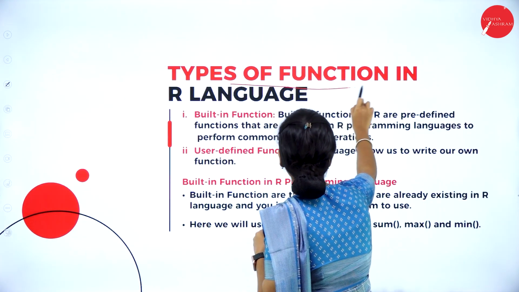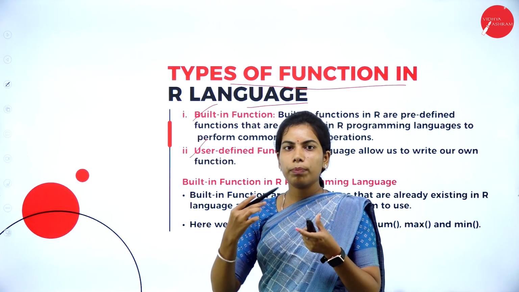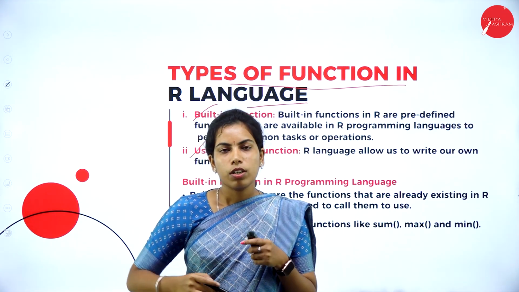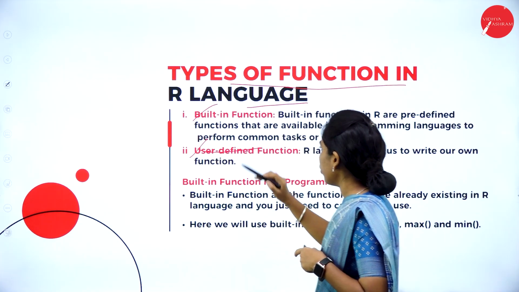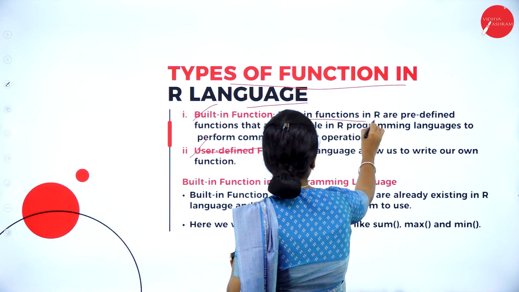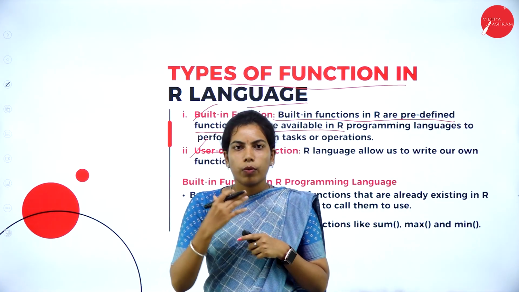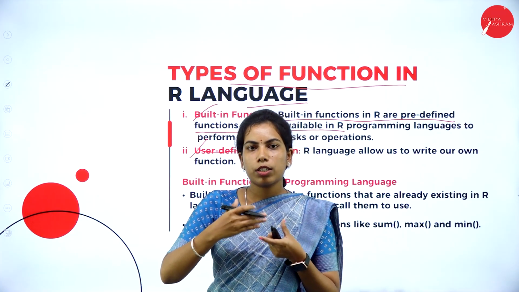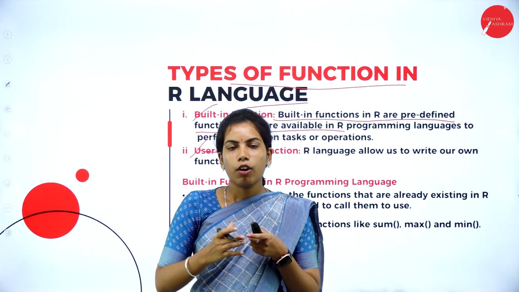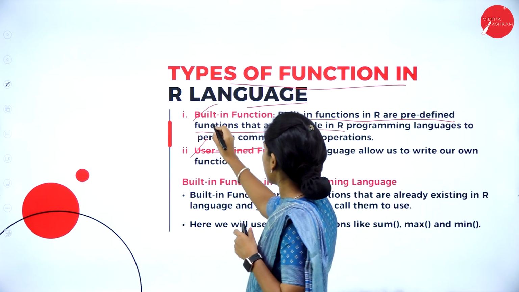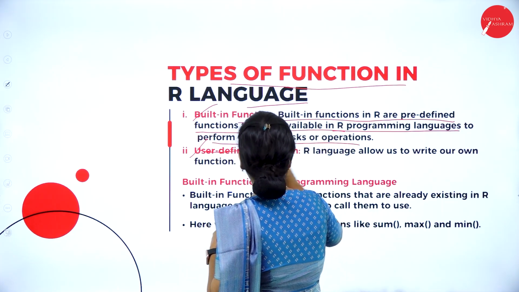So here you can see the types of functions available in our language. Every language has its own built-in functions and also user-defined functions. Likewise, R has its own built-in functions and also user-defined functions. A built-in function in R is a predefined function that is available in the R console, provided to the user for easy data analysis and to make it user friendly. So R provides built-in functions to perform common tasks or operations.